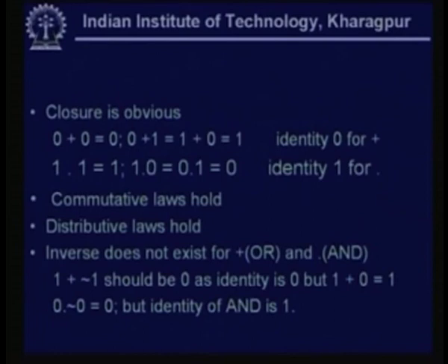Now, the inverse exists. See that if we take again the operator plus and the element is 0, then 0 plus complement of 0, meaning 1, so 0 plus 1 is 1, and similarly 1 plus complement of 1 is 0. Here, if we take dot as the operator and 0 as the element, then 0 dot complement of 0, meaning 1, is equal to 0. Similarly, 1 dot complement of 1 is equal to 0. So, we see that here actually the inverse exists.